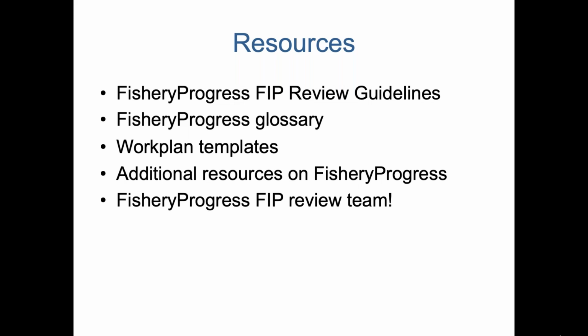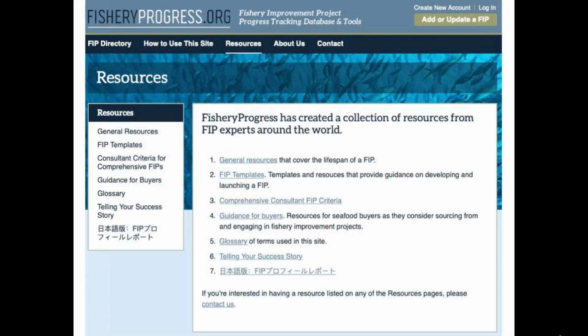And then last but certainly not least is the FisheryProgress FIP review team. So Albert and Jeremy, I'm sure, are more than happy to help answer any questions that folks might have regarding your work plan. So I just wanted to walk through, in case you're not familiar with where these resources are, just to show you where they are on the FisheryProgress website. So there is a whole resources section. There are a couple here that are especially relevant for work plans. And so we have, again, those general resources, FIP templates, as well as the glossary of terms are all available on that main page.